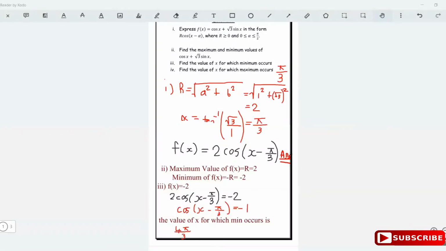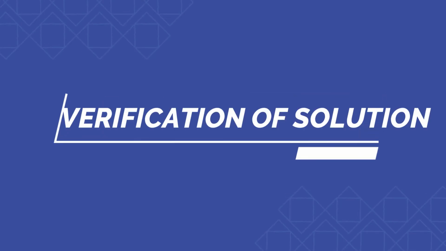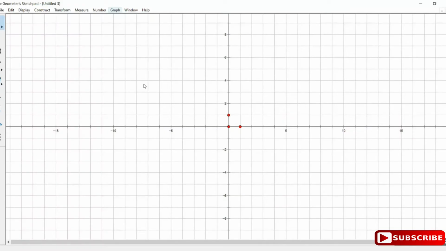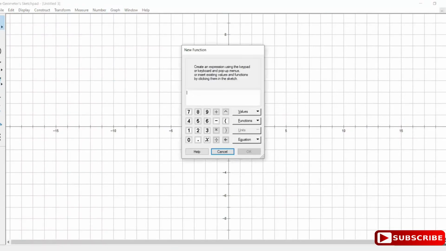So let's go ahead and test our solution. Right here, we're just going to sketch the function. We're going to go to graph and plot the function, and the function that was given was cos x plus root 3 sine x. So we're going to plot f of x equal to cos of x plus the square root of 3, which we can write as 3 raised to the half power, times sine x.